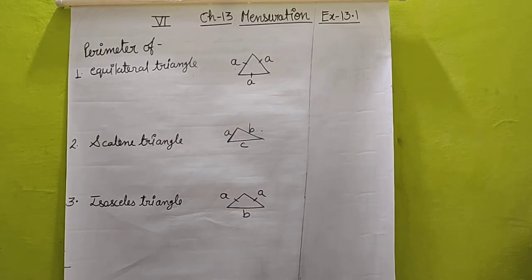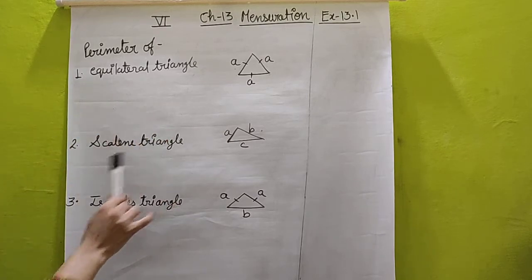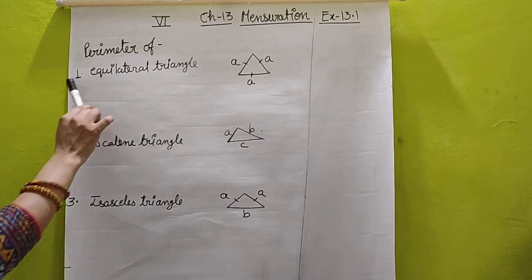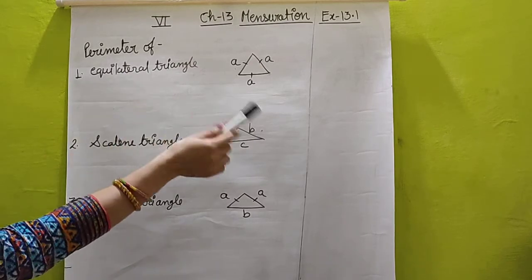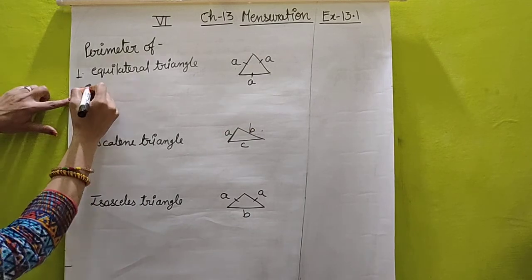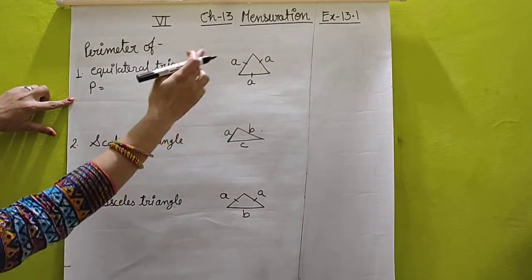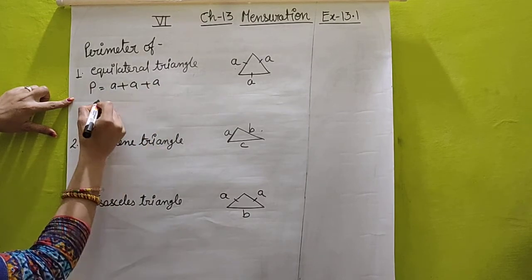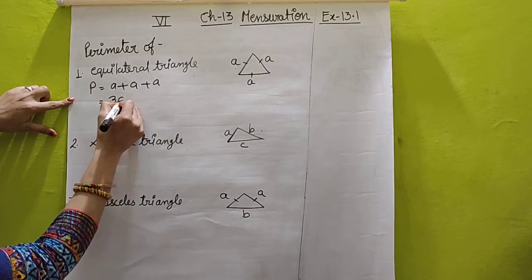Now we will come to know about the perimeter of different triangles. First, here I am taking an equilateral triangle. In an equilateral triangle, as you know, the property is all sides are equal. So the perimeter will be the sum of the boundary. So A plus A plus A, or you can write 3 multiplied by A.